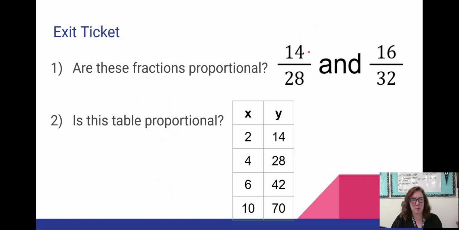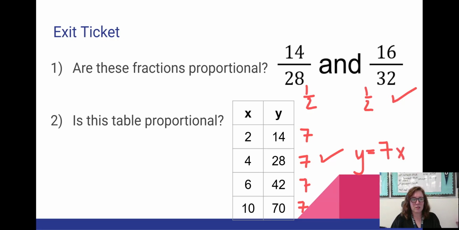And we end by simplifying. 14 over 28, 16 over 32, this simplifies to 1/2, and this simplifies to 1/2, so yes, they are proportional. 14 over 2 is 7. 28 over 4 is 7. 42 over 6 is 7, and 70 over 10 is 7. So yes, this is proportional. The constant of proportionality is 7, and we could even write the equation y equals 7x.